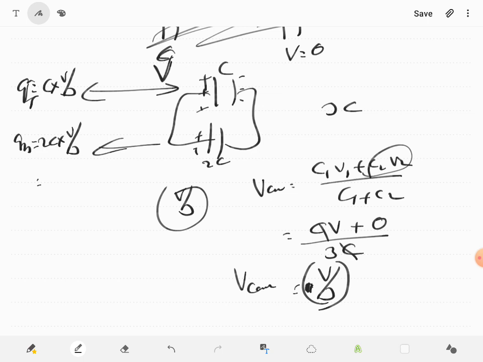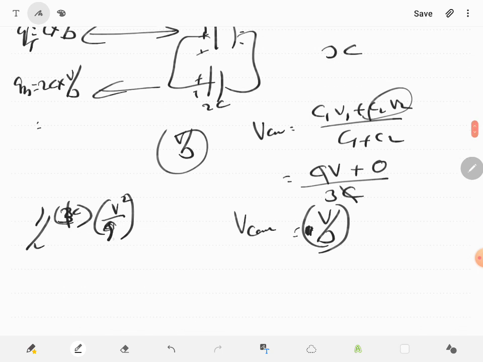What is the total energy stored? It's half CV squared, but C itself is 3C, into V common squared, which is V squared by 9. So it's half into 3C into V squared by 9. The 3 and 9 get cancelled, so you get 1 by 6 CV squared. This will be the energy stored in the final configuration.